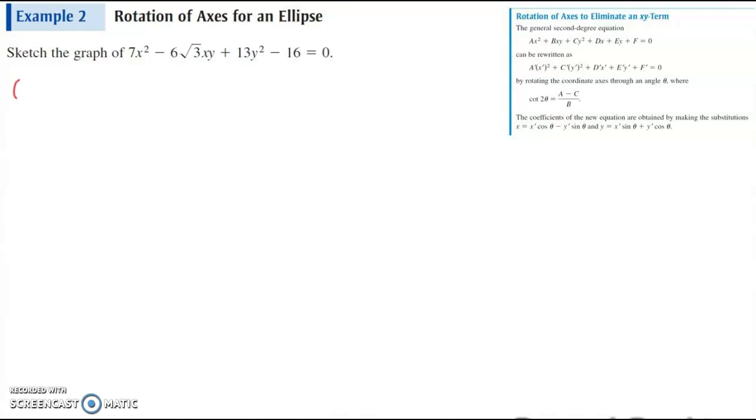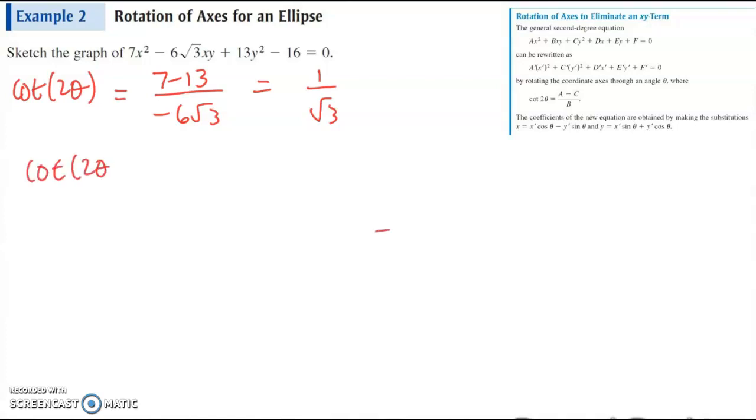So we get cotangent of 2 theta equals (7 minus 13) over negative 6 square root of 3, which equals 1 over the square root of 3. So now you have to solve cotangent of 2 theta equals 1 over the square root of 3. However you solve this is going to be up to you.